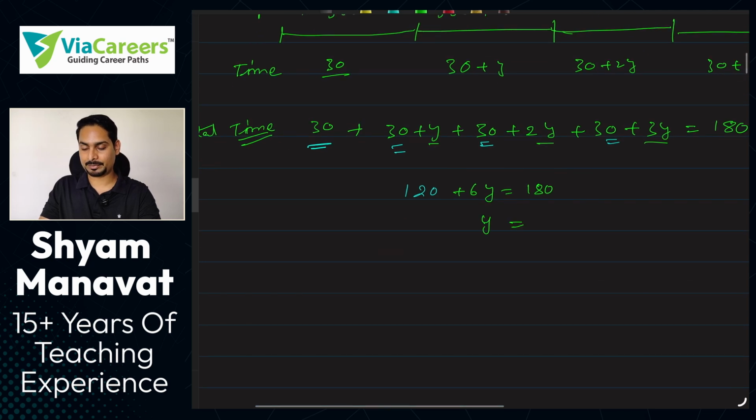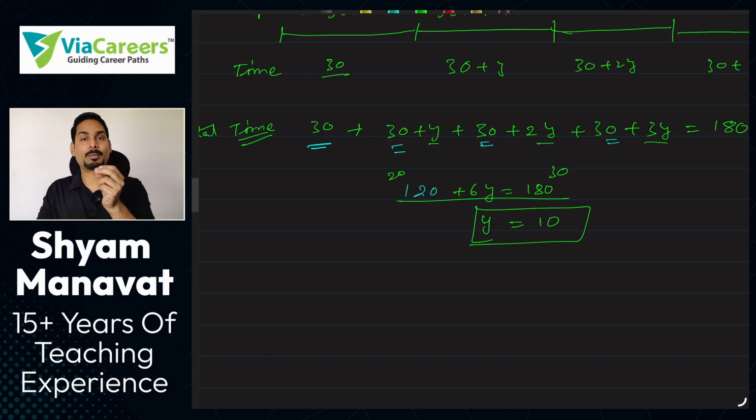So y is what? If you can divide the entire equation by 6, this is what 6 2s are, this is 6 3s are. So y is equal to 20 minus 30 minus 20, that is how much? 10. So you got the common difference for the time which is mentioned in the question, y equal to 10.